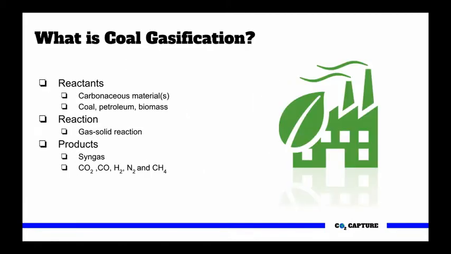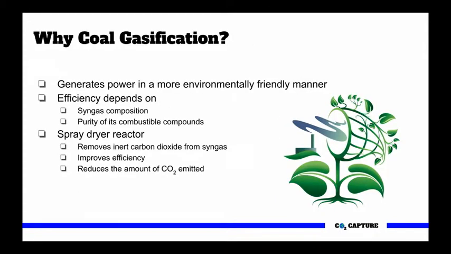Coal gasification is a process that converts carbonaceous materials such as coal, petroleum, or biomass into gas using gas-solid reactions. The product is a synthetic gas known as syngas that contains carbon dioxide, carbon monoxide, hydrogen gas, nitrogen gas, and methane. The coal gasification industry purifies the syngas and burns it to generate power in a more environmentally friendly way.